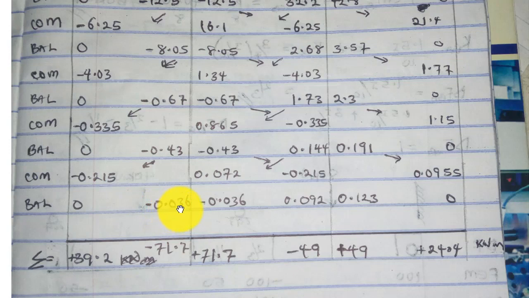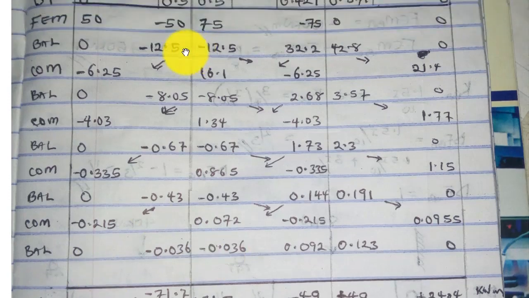So I decided to stop here. Because if I carry half of 0.036 again, that would be 0.0 something, you know? It's now small. So I can stop here. So you now sum everything together. You will not sum the distribution factor. The distribution factor is just a factor. It is not the moment. So 50 minus 6.25 minus 4.03 minus 0.335 minus 0.215.